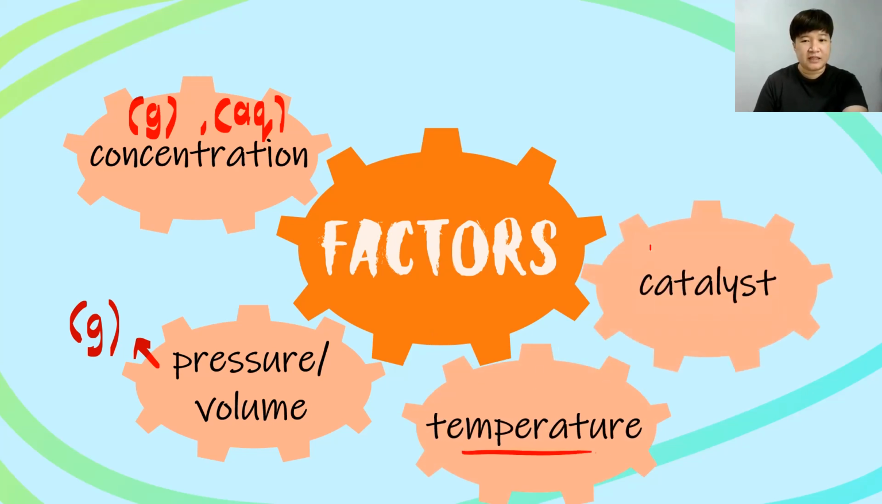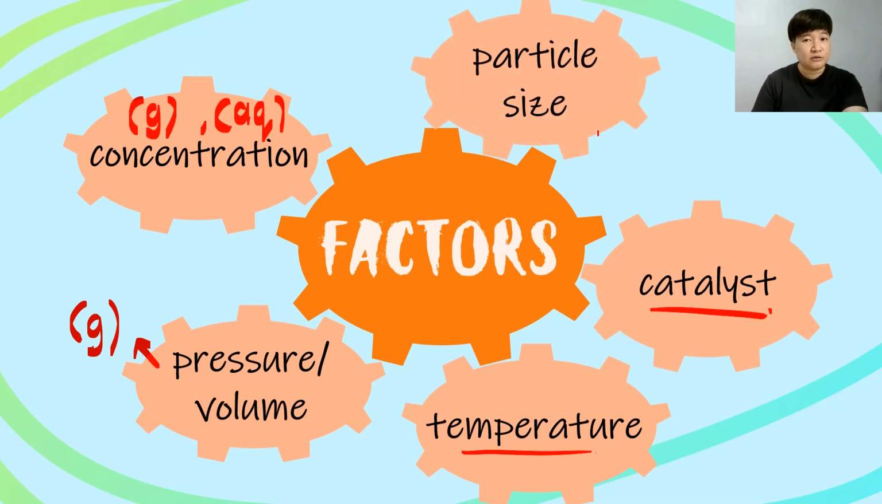Another factor that we can discuss is catalyst. Last but not least, we have particle size. And bear that in mind, particle size can only be used when the reactant is solid. So you can only talk about particle size when you involve solid. So be careful with the restriction of certain factors. We have 3 factors that are restricted to certain physical phases.